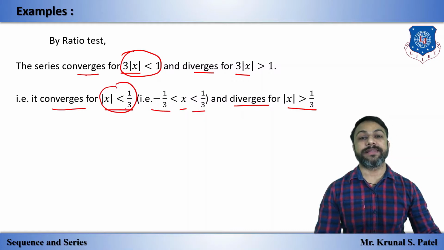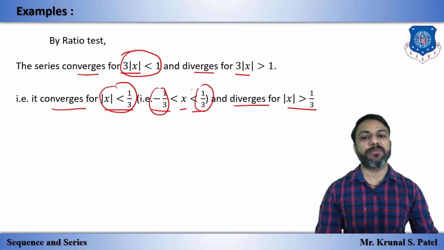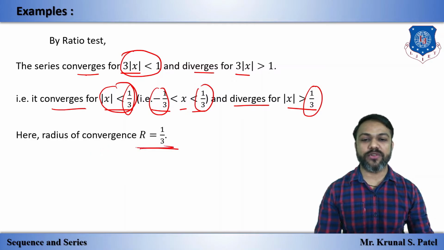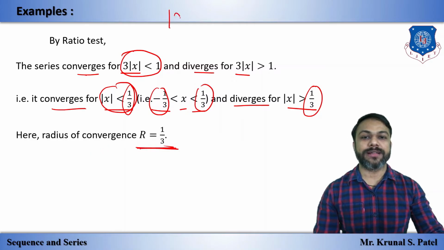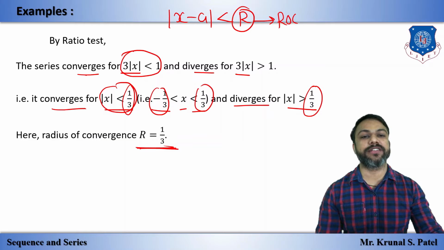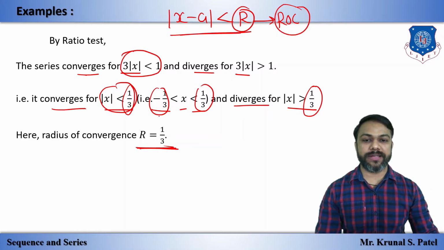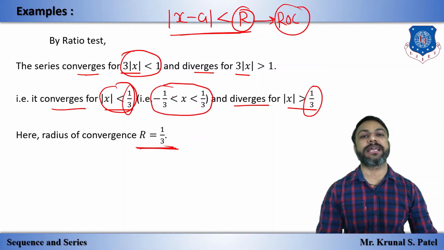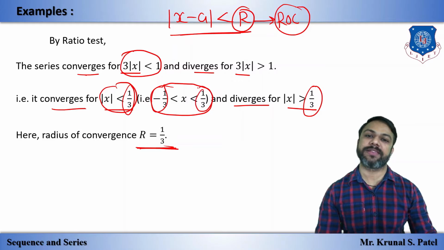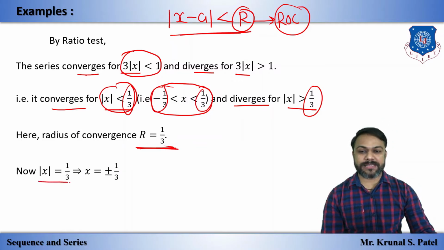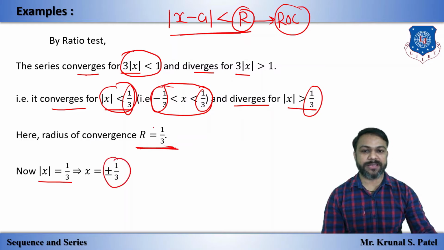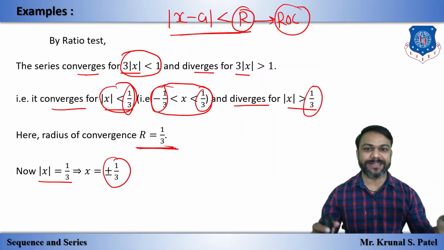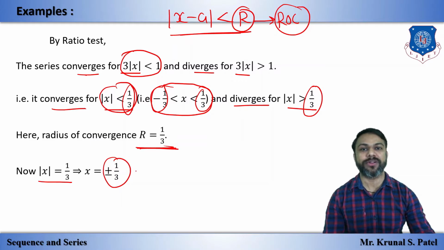Now we will check the convergence test for these 2 values. Before that, we can say that this 1 by 3 is our radius of convergence. Okay, as I told, |x minus a| less than r, this r is our ROC, radius of convergence. And from this, we get this interval. And for this interval, now we have to check for minus 1 by 3 and 1 by 3. So mod x is equal to 1 by 3, so x is equal to plus or minus 1 by 3. This is the boundary of this interval.